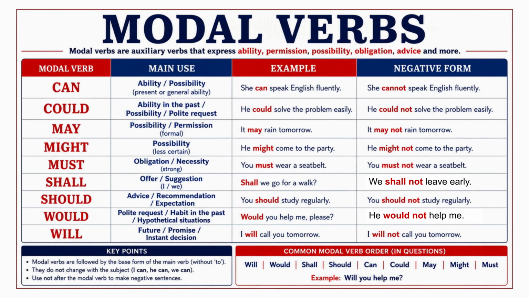Modal verbs are followed by the base form of the main verb without to. For example, she can speak English. Modal verbs do not change with the subject. We say I can, he can, and they can. To make negative sentences, we usually add not after the modal verb.